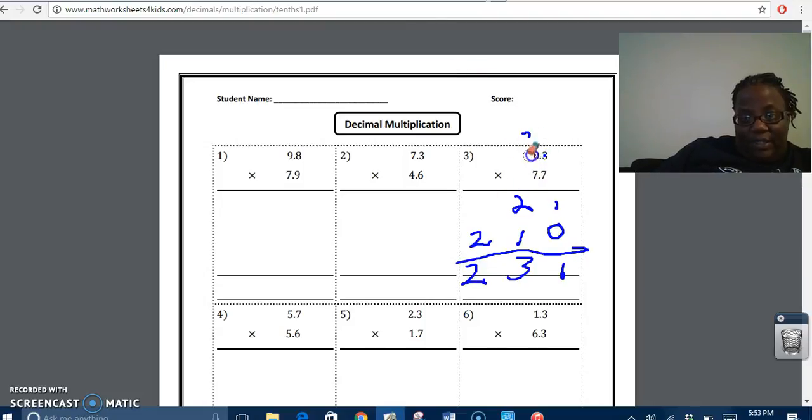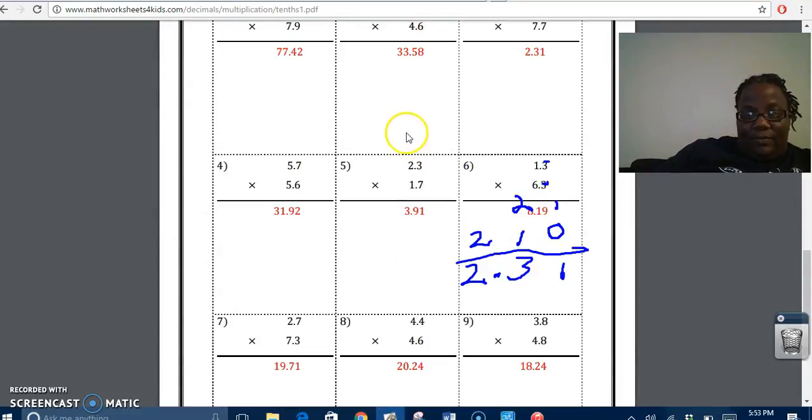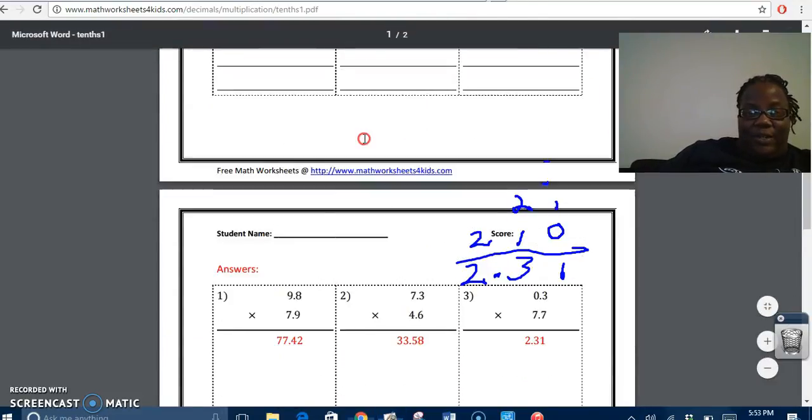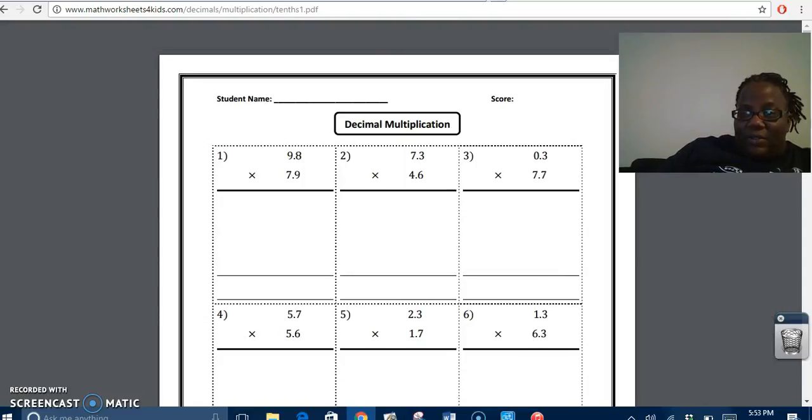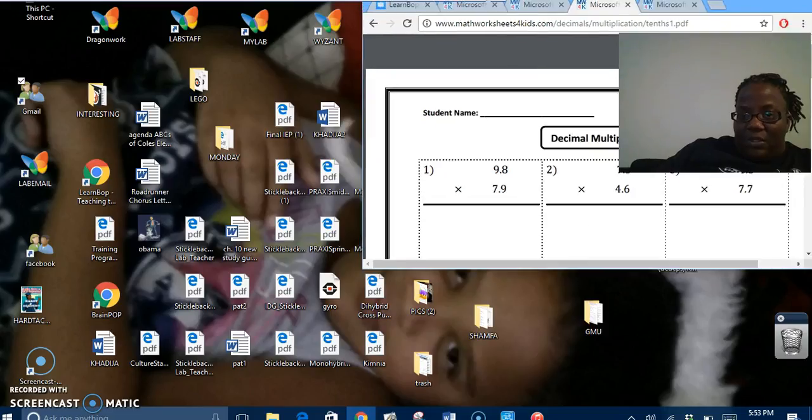And to place our decimal, take a look at how many place values after the decimal. There's 1, there's 2. So 2 altogether. Starting right here, jump over 2. 1, 2. 2.31. Let's go ahead and check that. Voila, 2.31. Okay, so that basically tells you how to multiply decimals.